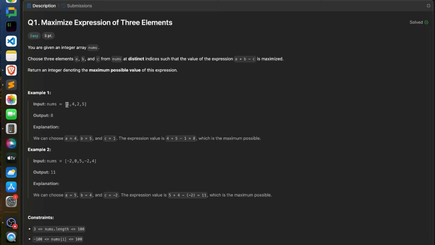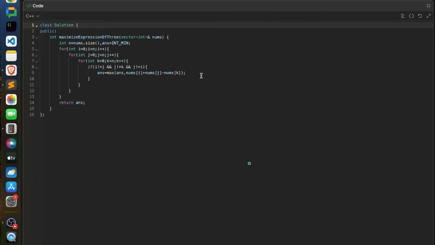So what we can do, we can choose any three indices and find the value of this expression, and similarly we can update our answer, right? It's an easy problem. Let's directly look at the code. So this is my nums array, this is the size, and this is my answer. Initially the answer I have taken is INT_MIN, right? Because we have to find the maximum possible value of the expression.